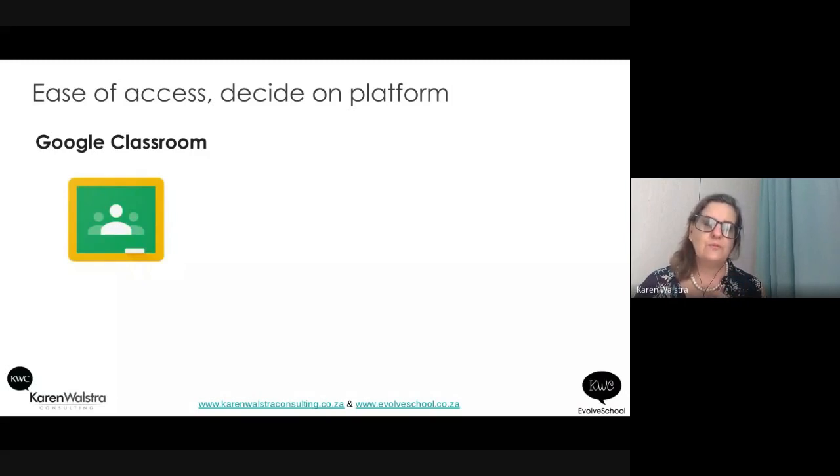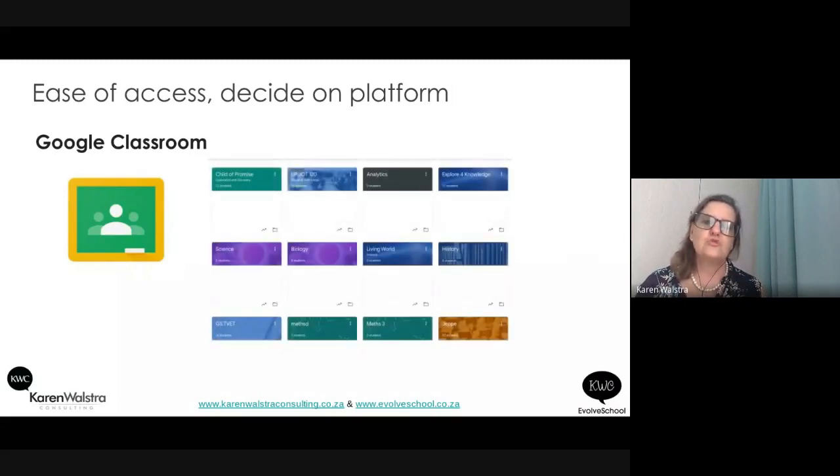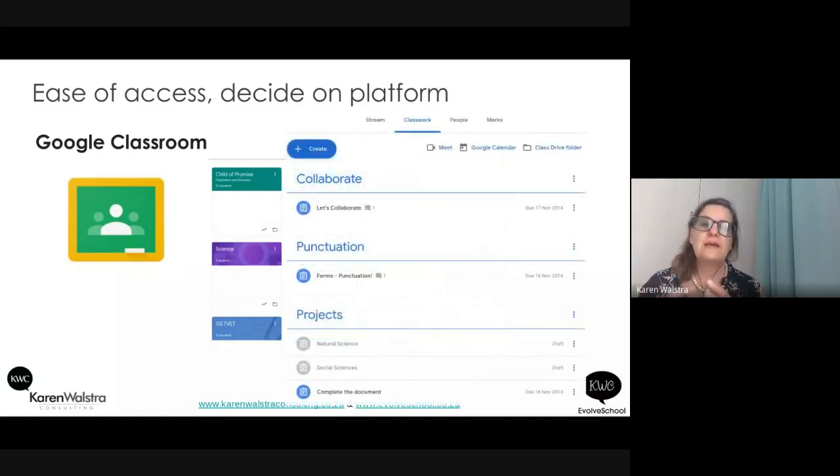Create an ease of access. Decide on the platform. For example, if you're using Google Classroom, you can create many different classrooms which will suit you. They could relate to a subject, to a module, to a term, to a project. You as teachers and within the school can decide. And you can collaborate really well with your students, adding communication to the stream, the activities within the classwork, getting peer teachers to be involved from a people point of view, as well as all your learners, and then seeing your mark book really easily.